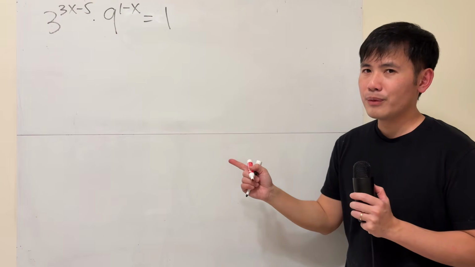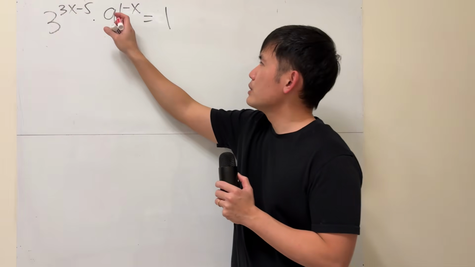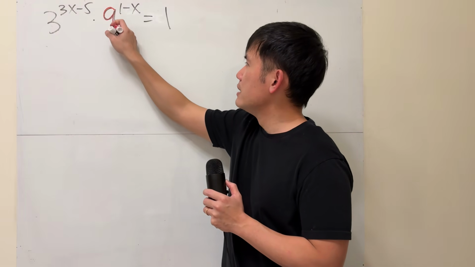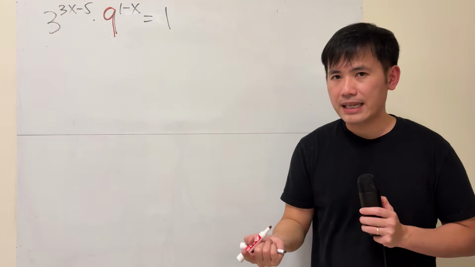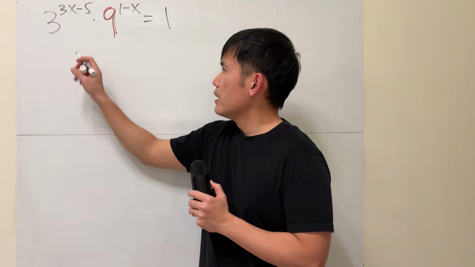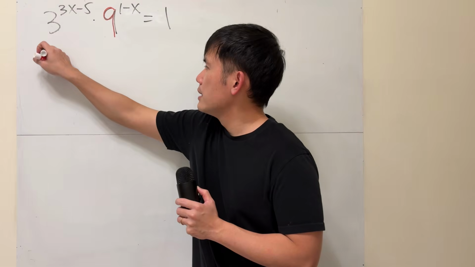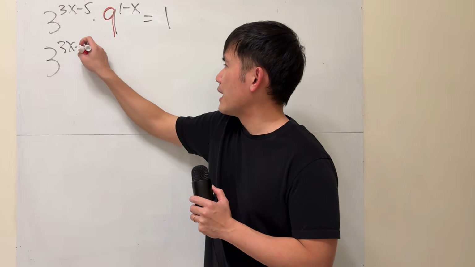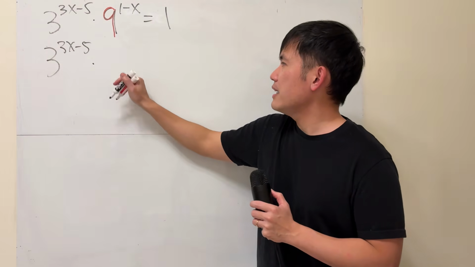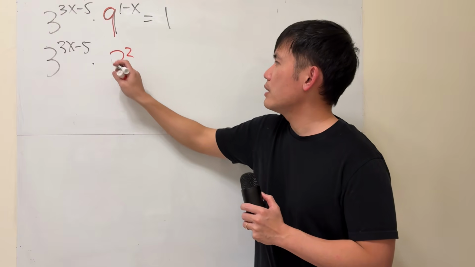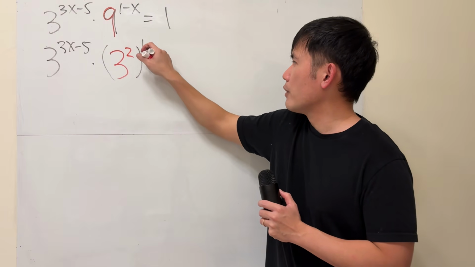Can we do that here though? Yes, because notice that 9 is the same as 3 to the second power, so that's wonderful. Whenever we can make the base equal, do it. So here, keep this 3 to the 3x minus 5 times 9, which is the same as 3 to the second power, and then raised to the power of 1 minus x.